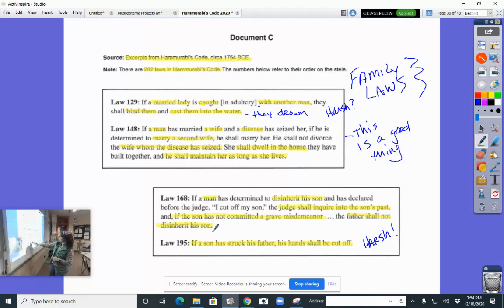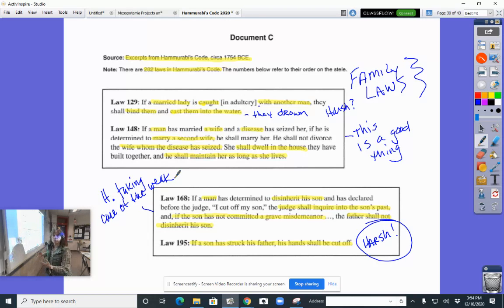And then the last one here, Law 195: if a son has struck his father, his hand shall be cut off. Some people might say that's kind of harsh. I wrote here that it's harsh. What you might write up here is that this is Hammurabi, and I'm going to just put an H, Hammurabi taking care of the weak. So the son would be, because he's a child, perhaps can't take care of himself, so he'd be considered weak or somebody who's not able to do that themselves.